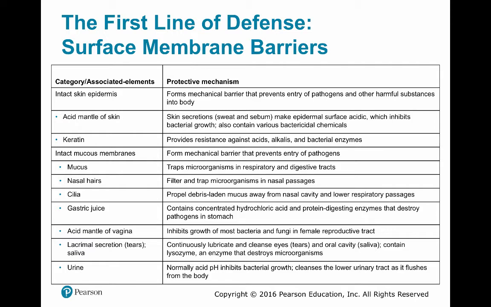Here in the next few units, we're going to be talking about nutrition and the digestive system. But lysozyme is an enzyme there that helps to destroy microorganisms. Of course, urine normally has an acid pH, and that pH helps to inhibit growth. It also allows the cleansing of the lower urinary tract as it flushes from the body. So these are all different surface membrane barriers, this first line of defense that helps to protect us from the exposure of bacteria.